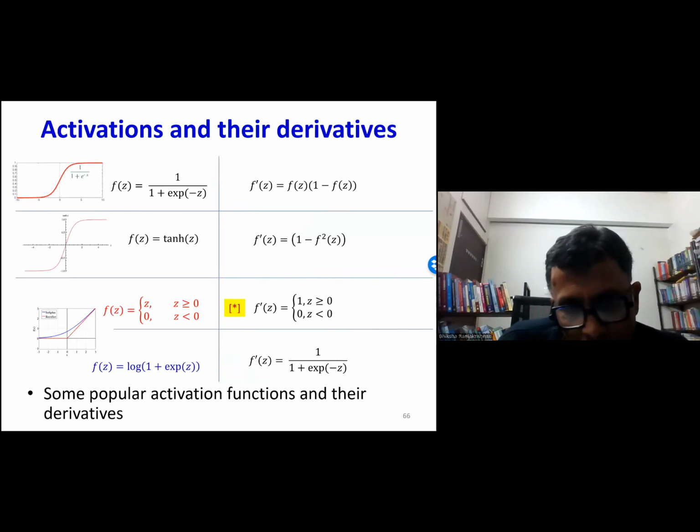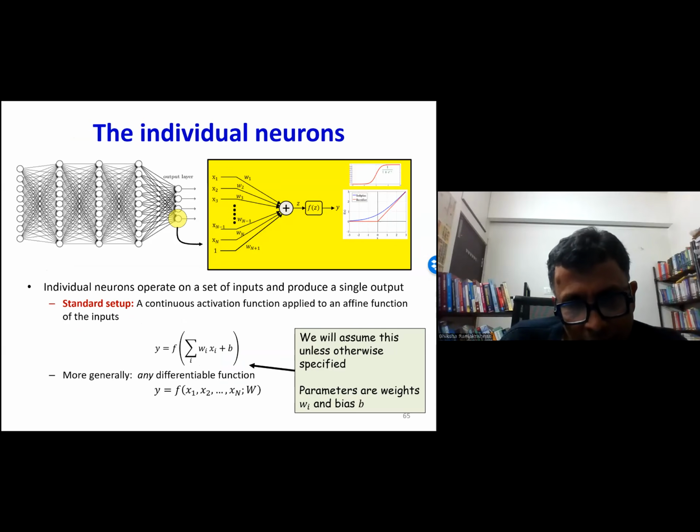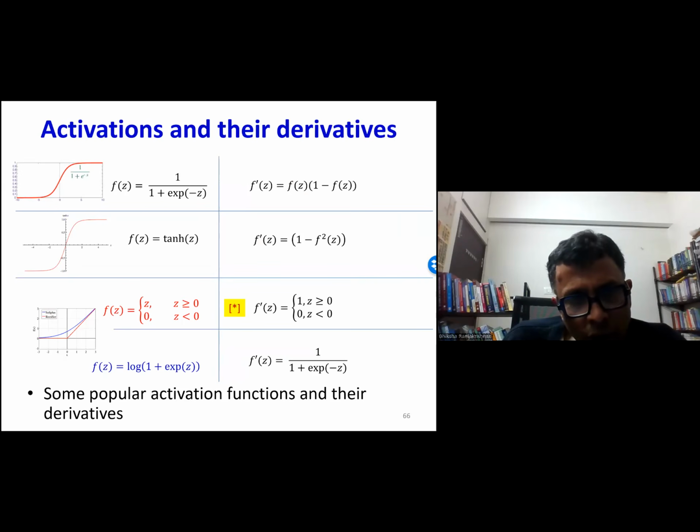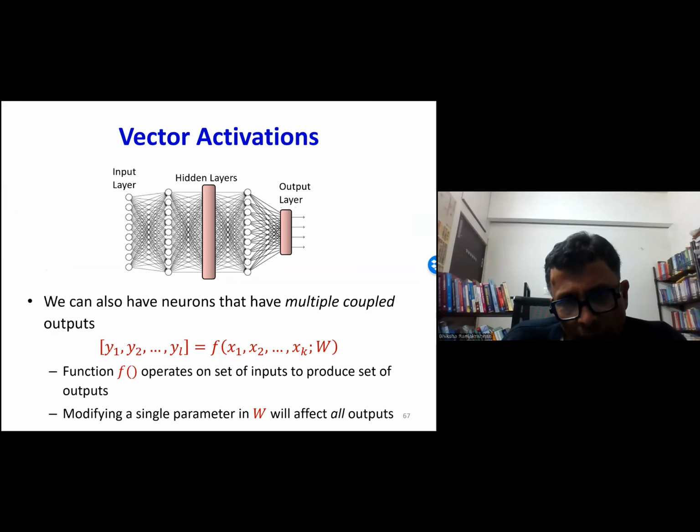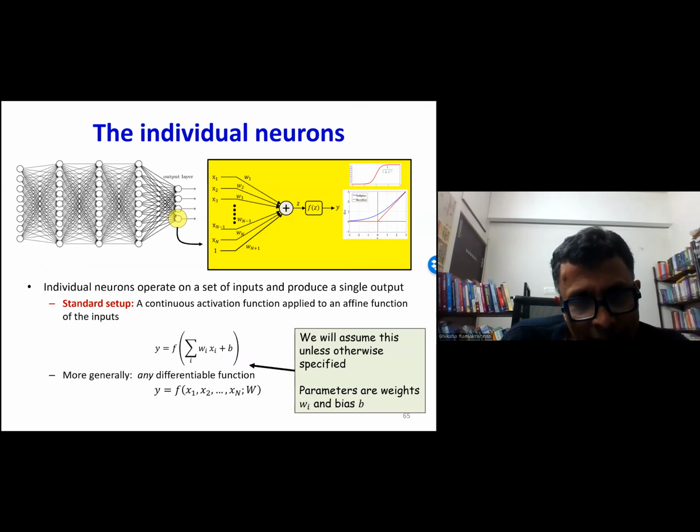Now, these neurons, the way we describe them, are individual neurons where each neuron gets an input and computes an output. And the operation of one neuron does not affect the operation of the other neurons. So what I mean here is that if you look at all of the neurons in the layer, if I perturb the input to this neuron, only the output of that neuron is going to change. These outputs will not change.